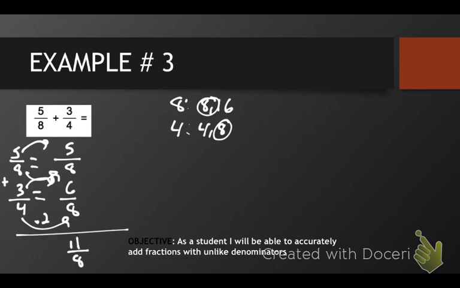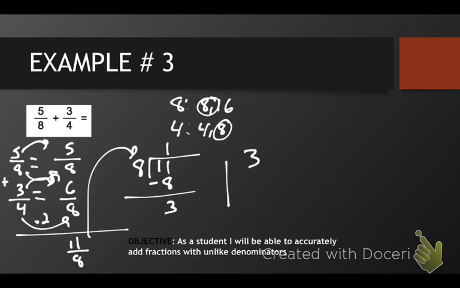Now, this one is improper. So what do you need to do to fix it? Well, you need to divide it. So the 11 is the top number, so it goes inside the box. 8 goes into 11 one time. 1 times 8 is 8. You subtract, and you get 3 left over. That 3 becomes the numerator, so we have 1 as our whole number, 3 is our numerator, 8 is our denominator, and you get 1 3/8.